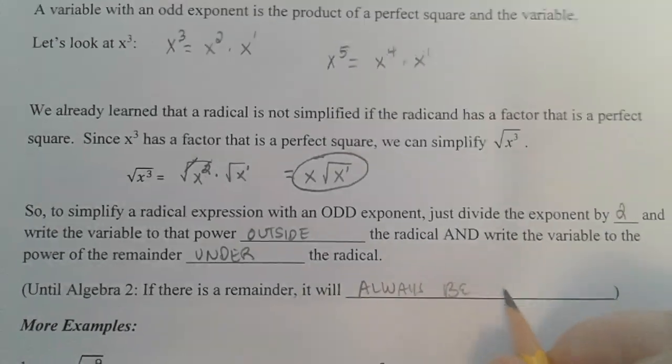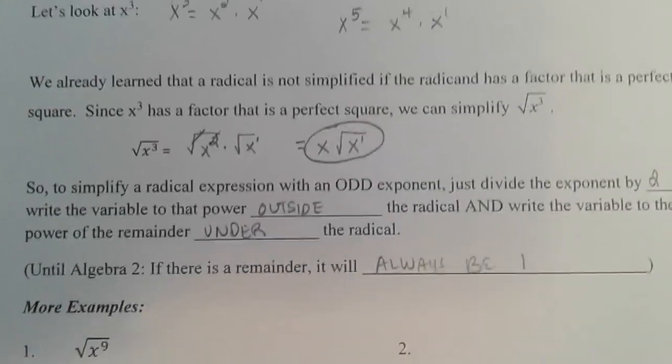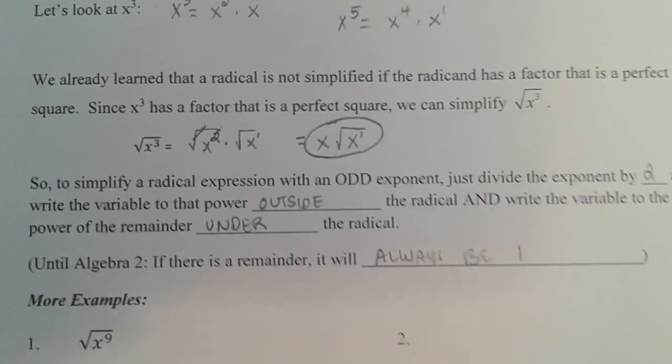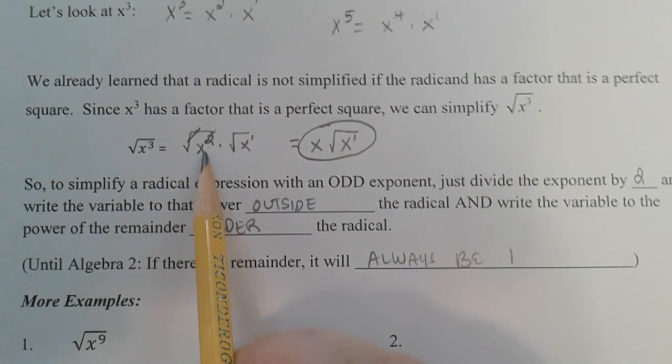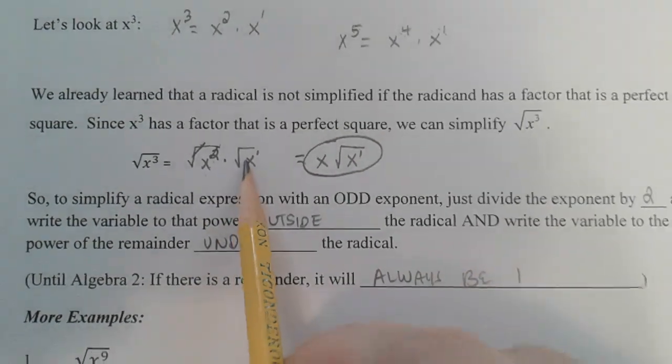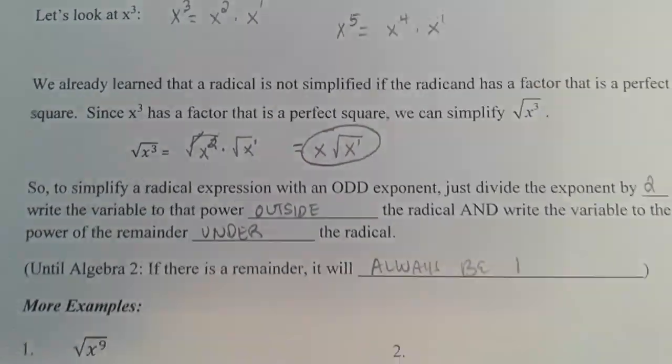Until Algebra 2, if there's a remainder, it will always be 1. When you start going into Algebra 2, you're going to have to simplify cube roots, fourth roots, fifth roots, and then you can get different remainders. But when you're talking about square roots, it's always going to be 1, because when you have a perfect square, the other factor is always going to be the variable to the first power, as you can see up here.